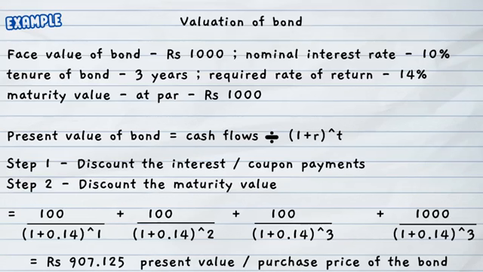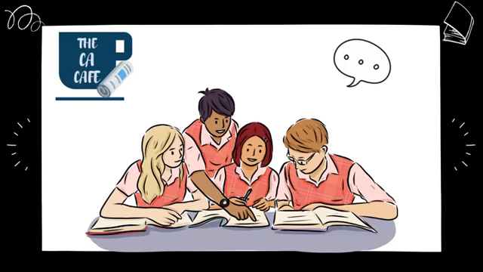In fact, it is the purchase price of the bond. If you want to purchase the bond today, you have to pay this. And you will also get the required rate of return of 14%. So this price will ensure that the bondholder receives an annual return of 14% over the life of the bond.